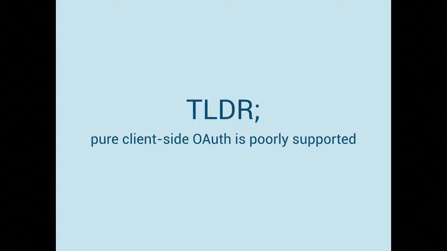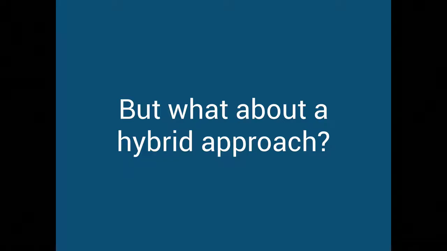So the TLDR is that pure client-side OAuth is poorly supported. From what I can work out, Google does do it, Facebook sounds like they do it, and there are probably other third parties, but I actually want to get GitHub. So my only solution, if I want to stick to a pure client-side approach, is to use passwords, which is what I didn't want to do. But I'm mostly a Ruby developer, so I could just set up a really simple OmniAuth server that just did this. So what about a hybrid approach?